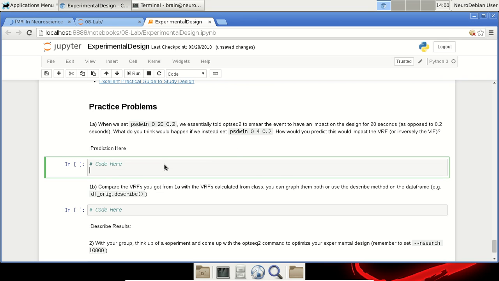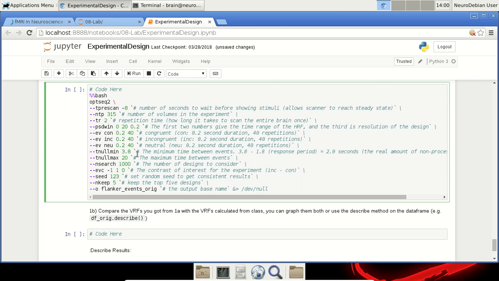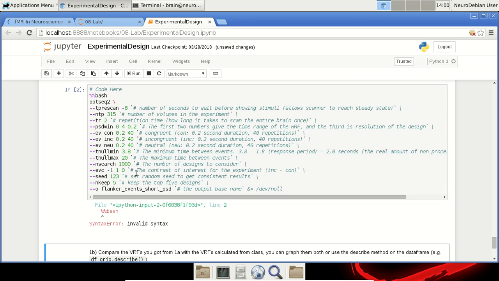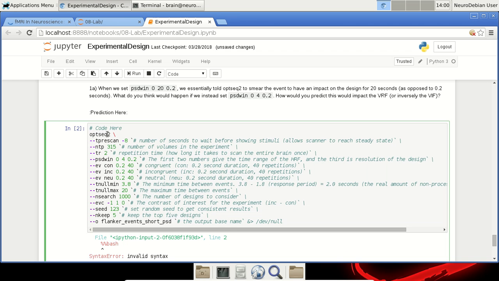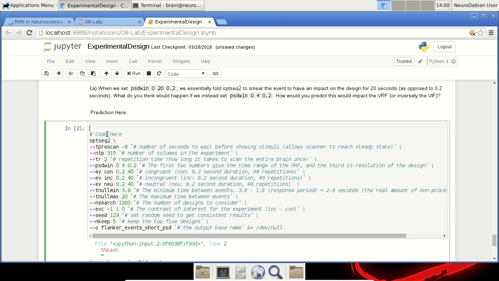So now we're just going to write down the code here that I copied from above, and we're going to change this to 4, and we're going to call this short PSD. And, oh no, oh yeah, because I need to put that on top. Control X. There we go.